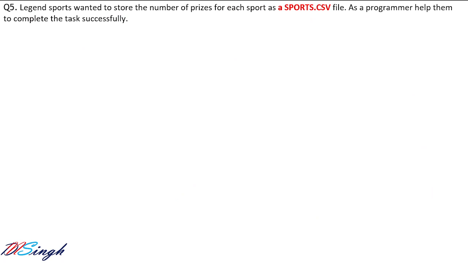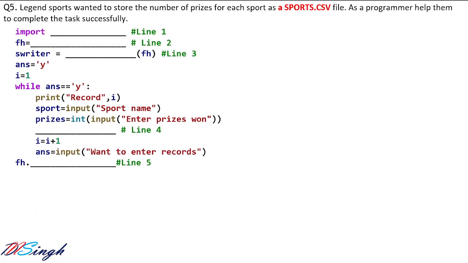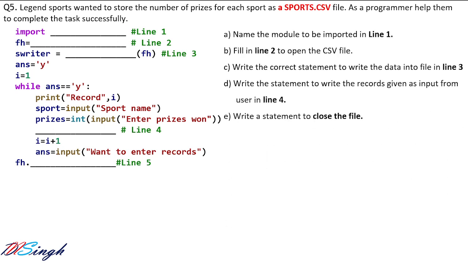Legends Sport wanted to store a number of prizes for each sport. Again, we have the CSV file. As a programmer, help him to complete the task successfully. Okay, fine. What are the questions? These are the questions available. As we know that this is a CSV file, so what should we have here? CSV. Okay. Now we are going to open that file. What comes at line number 2?